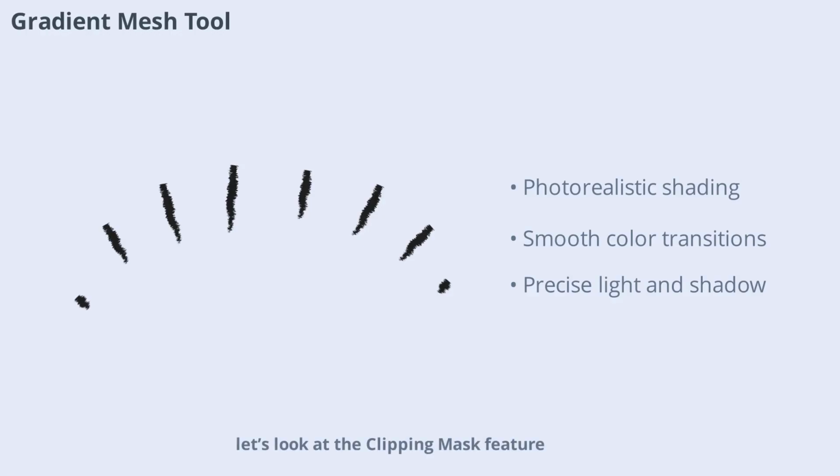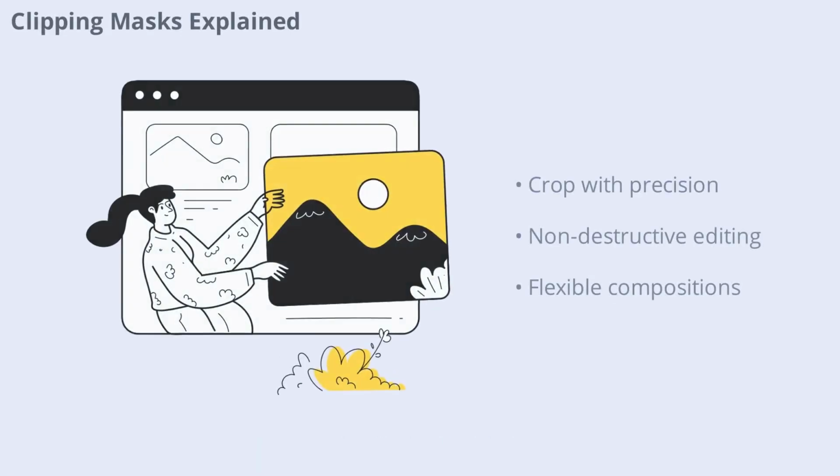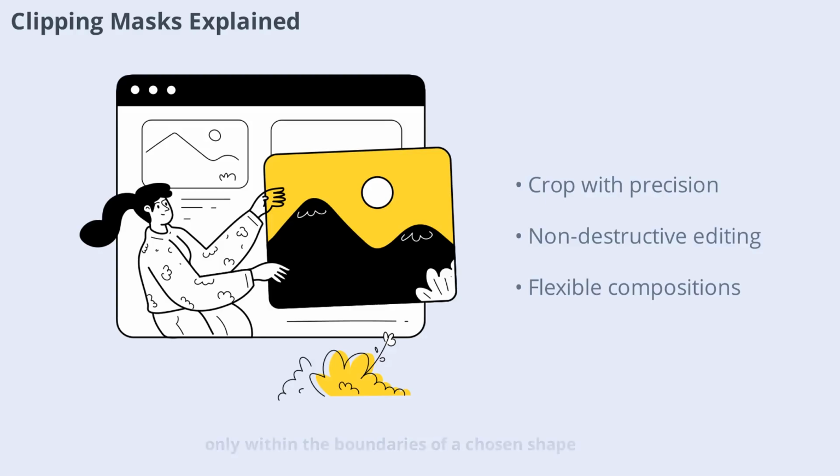Next, let's look at the Clipping Mask feature. Clipping masks allow you to display artwork only within the boundaries of a chosen shape. This is incredibly useful for cropping images, creating custom textures, or building complex compositions.